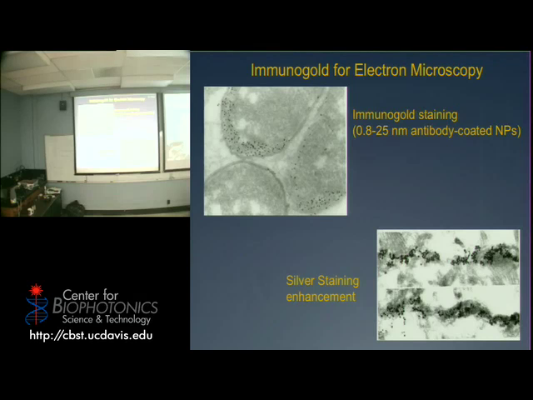Sometimes that's not enough in terms of contrast, and so you can do what is called silver staining enhancement, which essentially is gold nanoparticles that get coated with silver. So silver also is a fairly dense metal, and it grows them, and then you can see here essentially what happens. They become bigger and bigger.